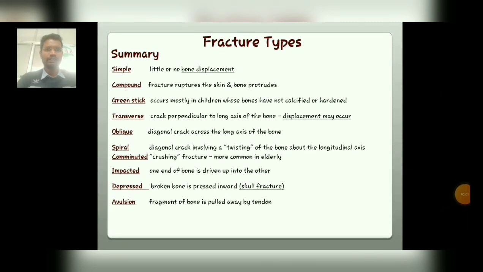Then fifth is oblique, where a diagonal crack across the long axis of the bone occurs. Then sixth is spiral and comminuted. Spiral, in which a diagonal cracking involves a twisting of the bone about the longitudinal axis, resulting in a crushing fracture, is more common in the elderly. Then seventh is impacted fracture, in which one end of the bone is driven up into the other. Then the eighth one is depressed, in which the broken bone is pressed inward, which mainly occurs in the skull. And the last one is avulsion fracture, in which a fragment of bone is pulled away by some tendons or muscular ligaments.